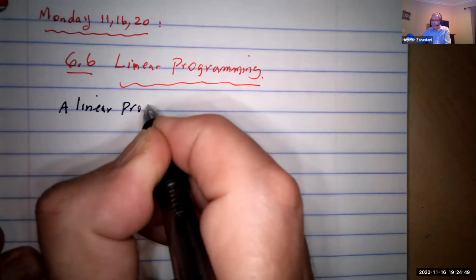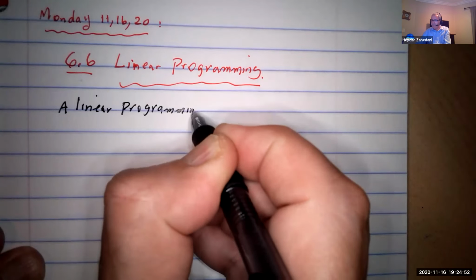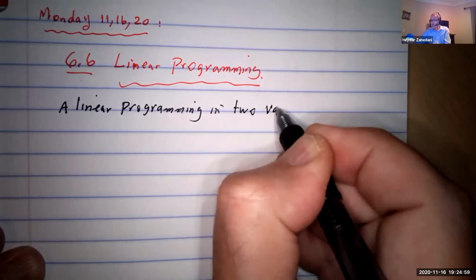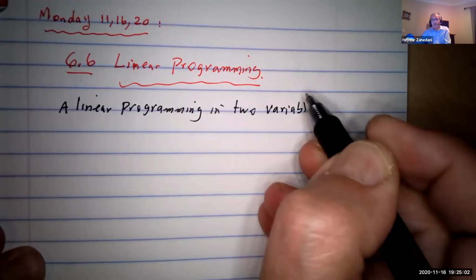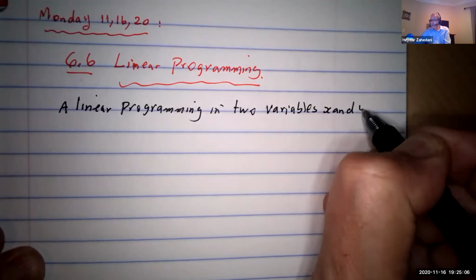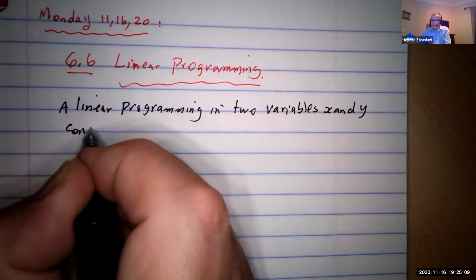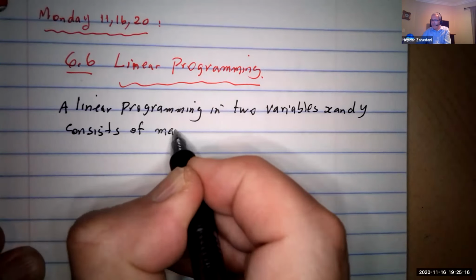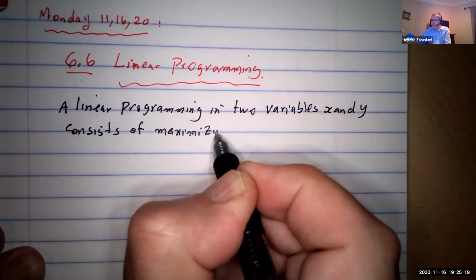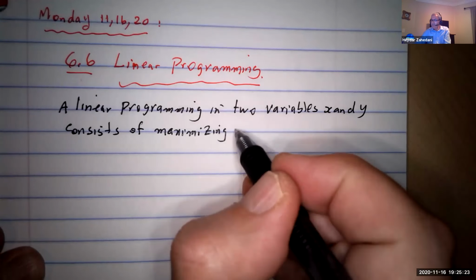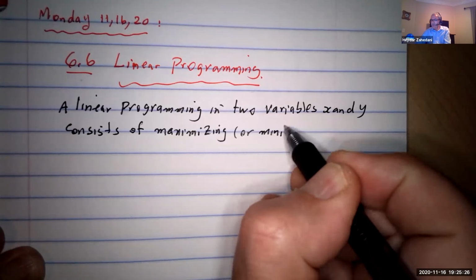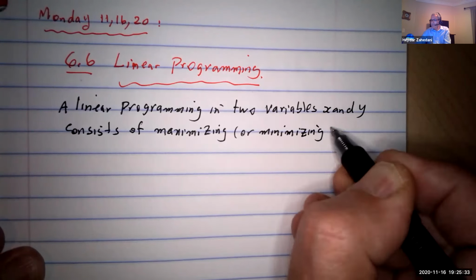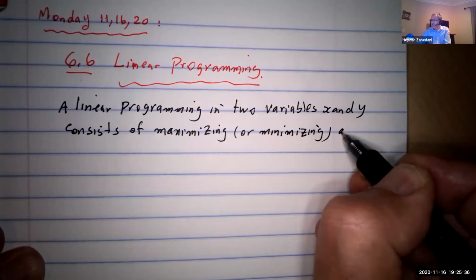A linear programming in 2 variables. The variables are going to be X and Y. It's going to consist of maximizing or minimizing a linear objective function, we call it.